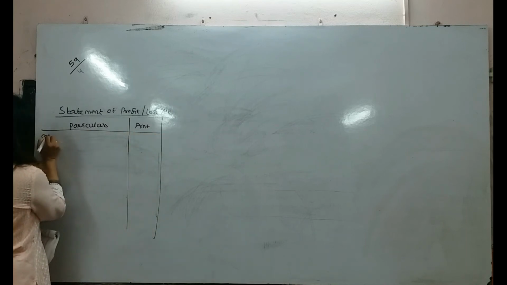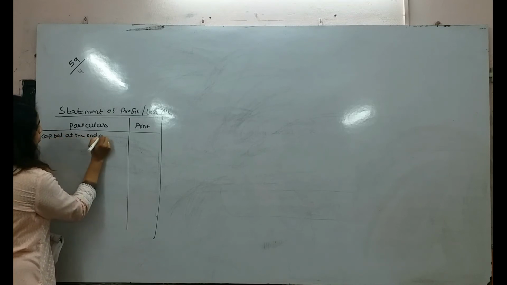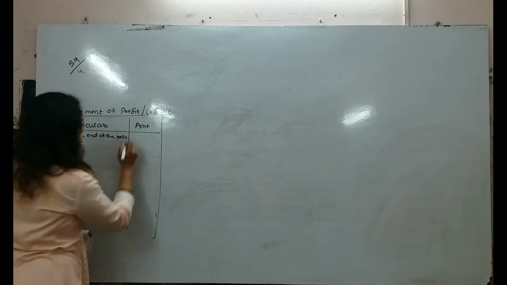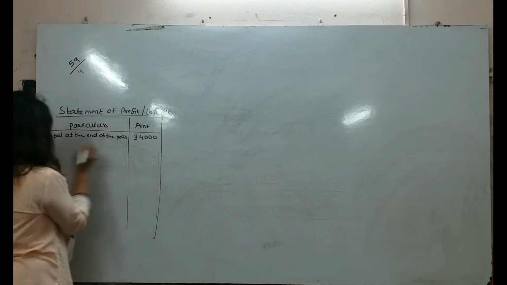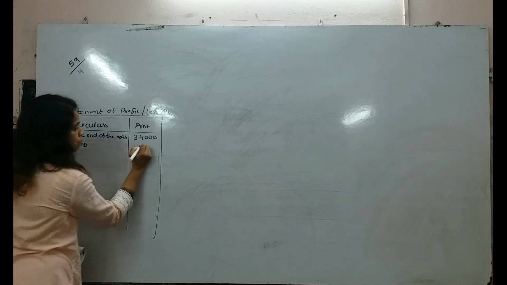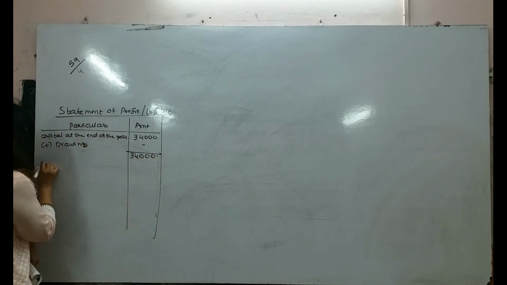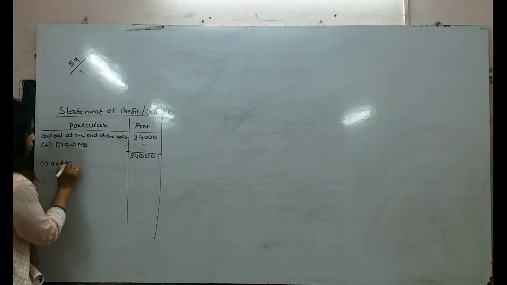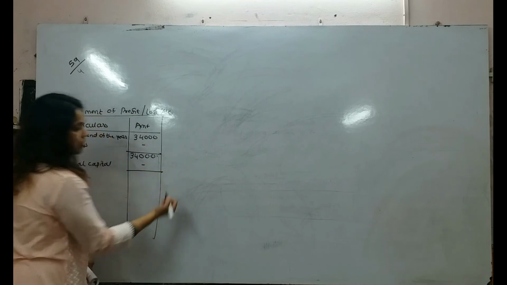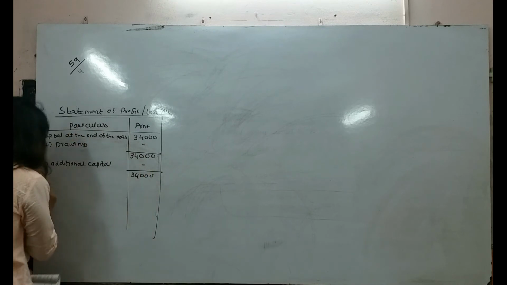See, first is capital at the end of the year. How much amount they have given is 34,000. Add drawings. Do we have a drawings amount? No, so we will put a dash. 34,000 plus 0 is 34,000. Less additional capital. Do we know what our additional capital is? No, they didn't give any information, so we'll put a dash. Again 34,000 minus 0 will be 34,000.